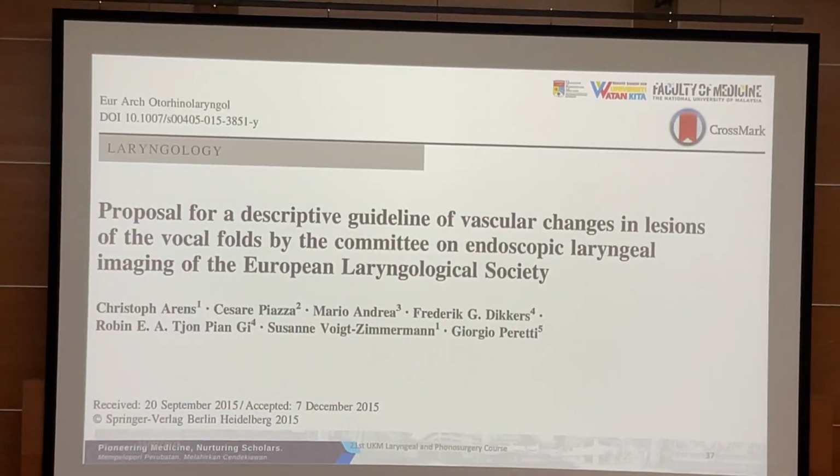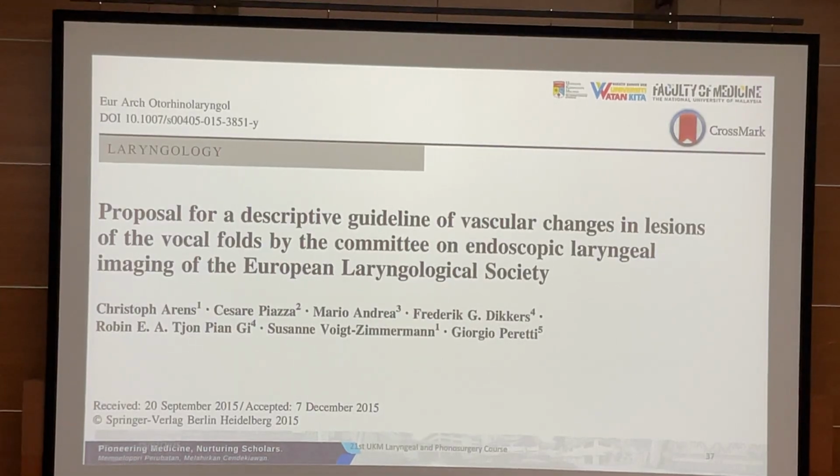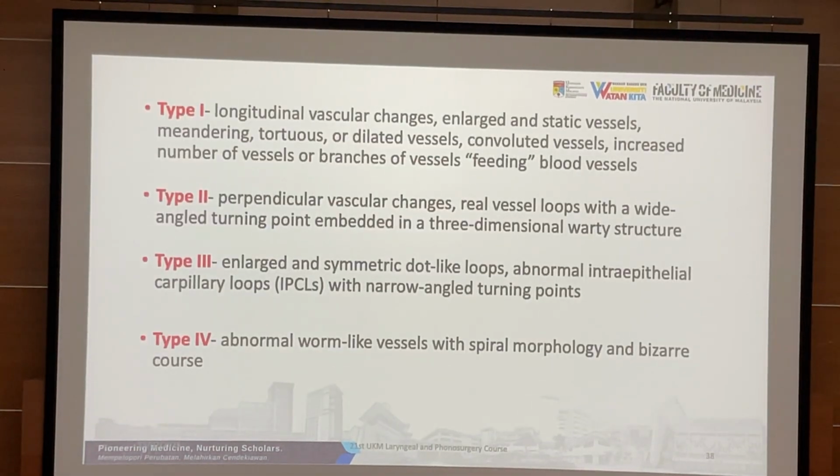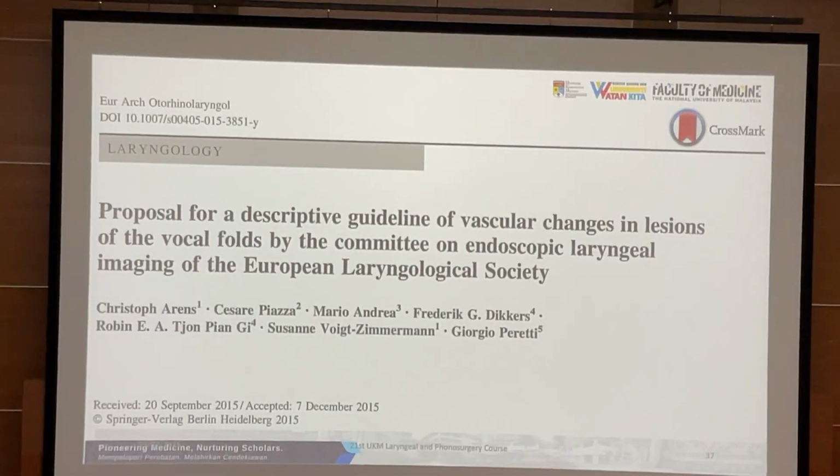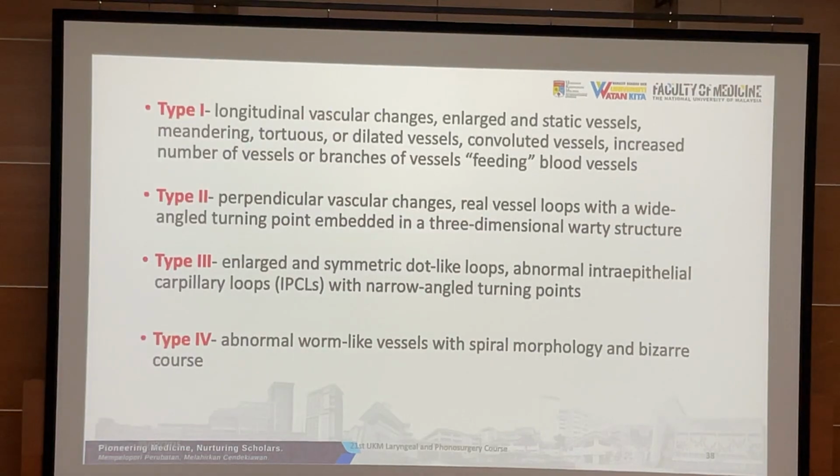Why is it important to examine the vasculature? Because according to this classification, there's another classification, but I just focus on this. According to this classification, the vasculature pattern will help you to determine whether this is benign, pre-malignant or malignant. So type 1 is longitudinal, type 2 is perpendicular. I will explain what is perpendicular. Types 3 and 4 are perpendicular, 4 is worm-like.